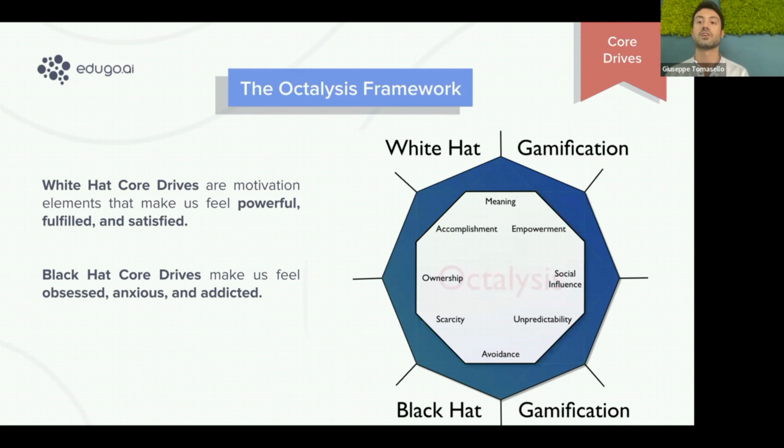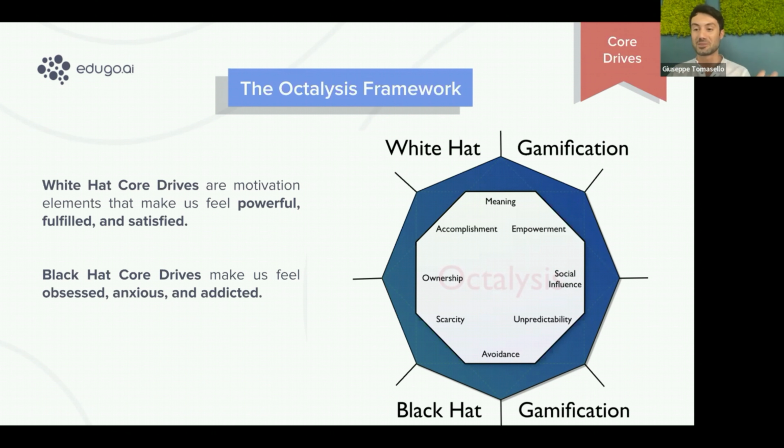These are positive drives that lead people to contribute. But you also have black hat core drives, which make the user feel obsessed, anxious, or addicted. A classic example is gambling, right? People gamble a lot because of these negative core drives, like unpredictability. With a slot machine, you never know what's coming next. But there is also the feeling of losing money or wanting to earn money. Those are negative feelings, but they are also very powerful drives. As you can see, those are really different kinds of driving forces of human beings.